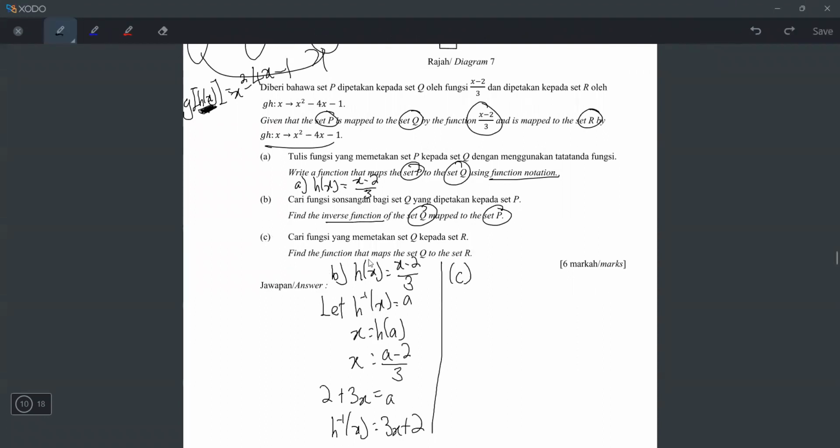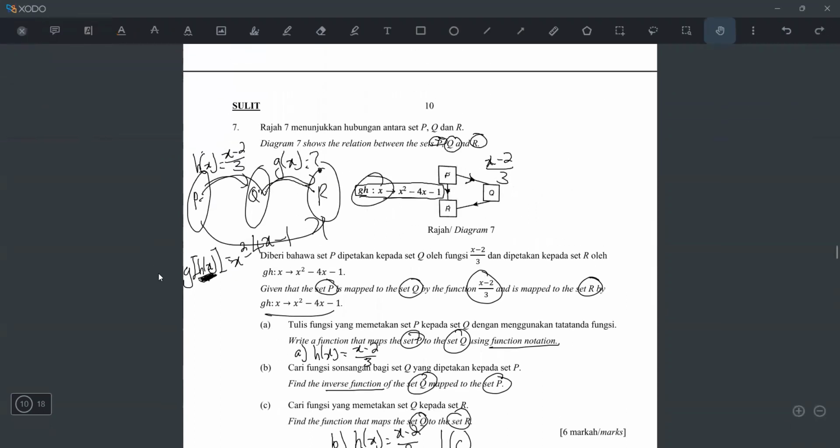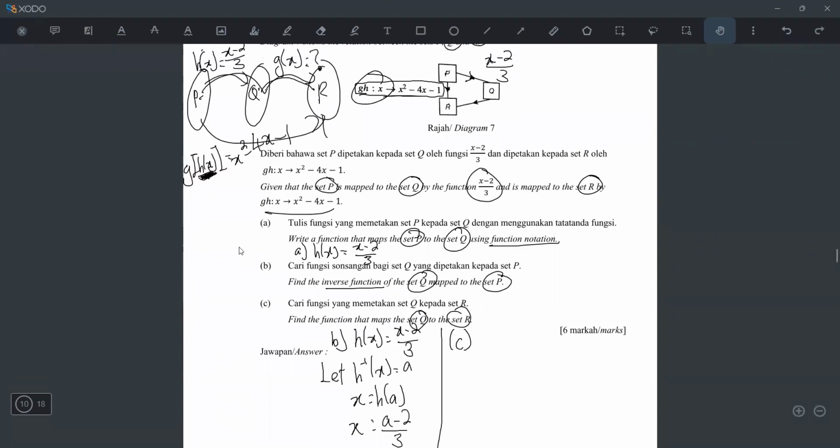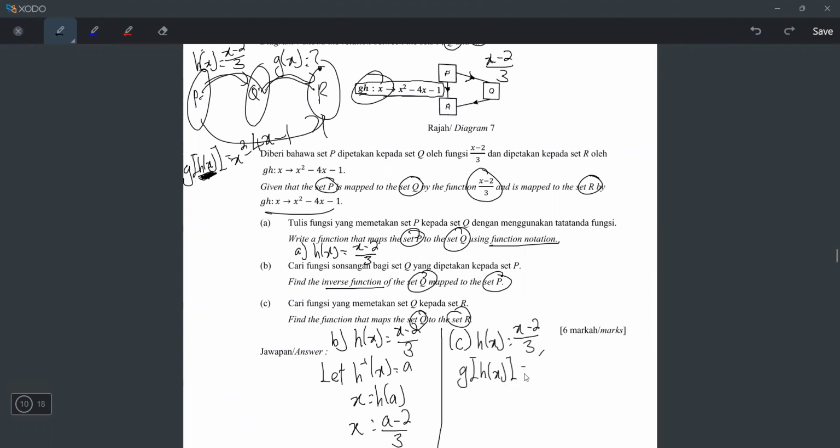Okay, so let's see. Find the function that maps Q to R. So let's look at the diagram I drew just now. I want to find Q to R, which means I want to find g(x). So how to find g(x)? First of all, let's write down everything that I know. First I know my h(x) equals (x minus 2) over 3. And I also know gh(x). My gh(x) is x squared minus 4x minus 1.